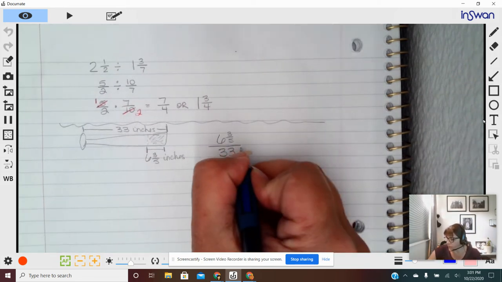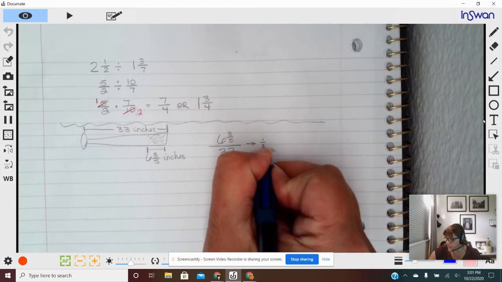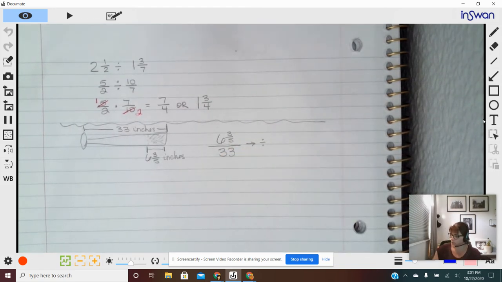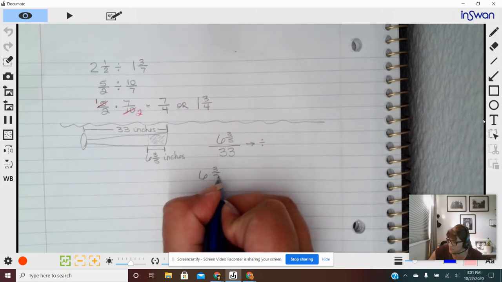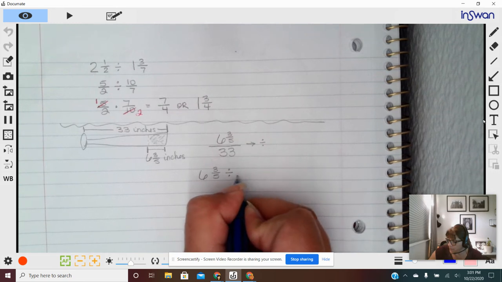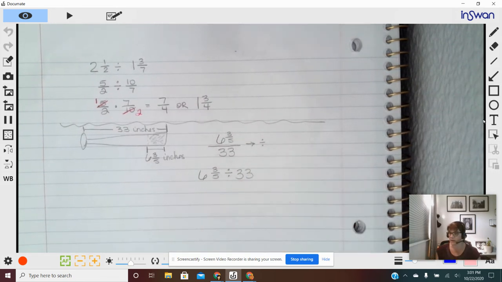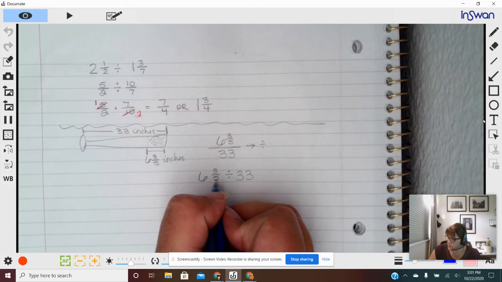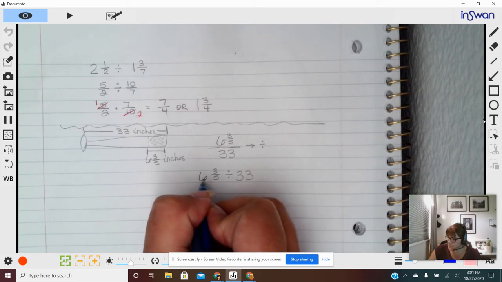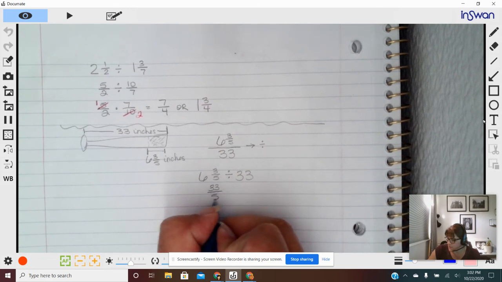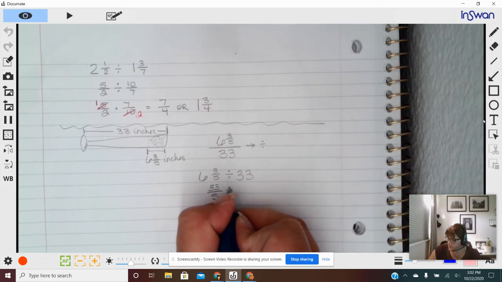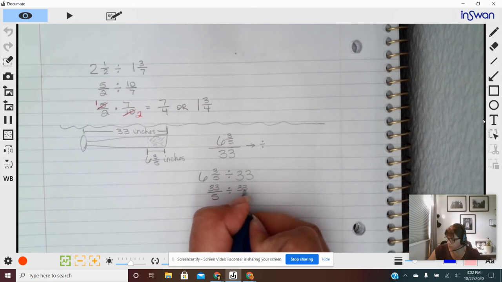But remember, all a fraction ever has been is a division problem. So you can do 6 3/5 divided by 33. Oh, that's a much better way of doing it as far as how our brains process. Okay, so 5 times 6 is 30 plus 3 is 33. So this is saying 33/5 divided by 33 over 1.